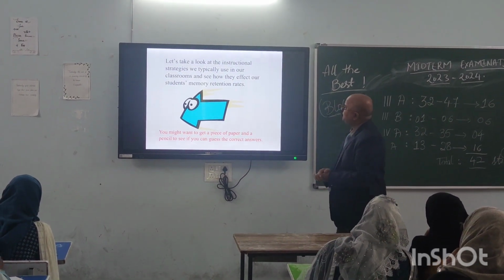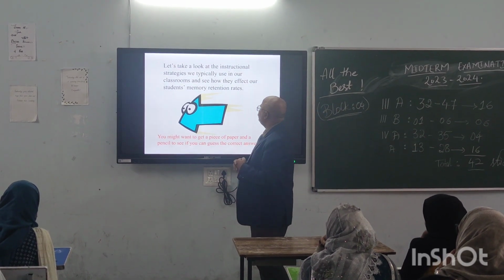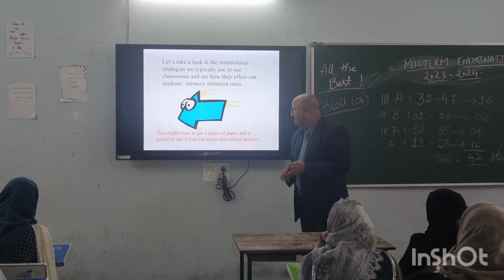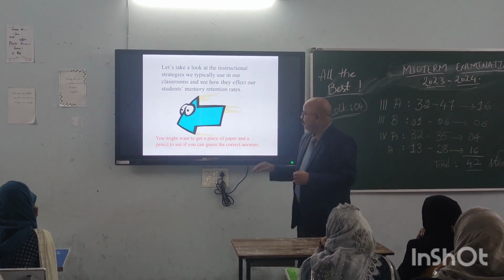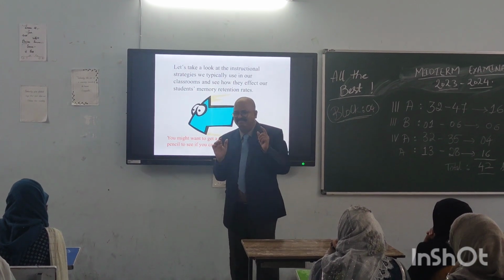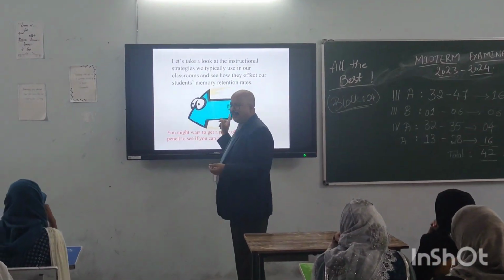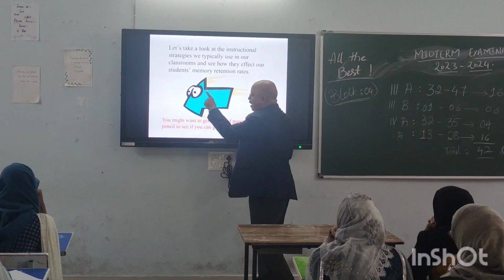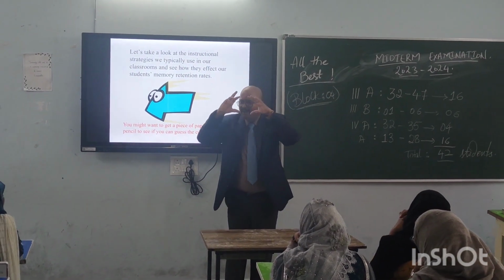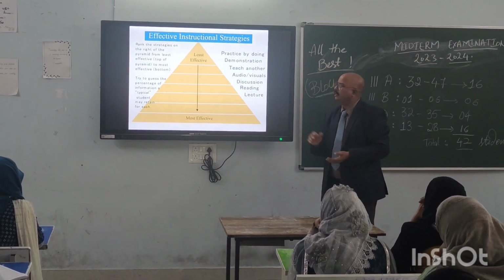Let's take a look at the instructional strategies we typically use in our classroom and see how they affect our students' memory and attention rates. You might want to get a piece of paper and see if you can guess the correct answers. We'll come to that later. See the picture, the image. A small picture is given so that you think about what it is and what the intention is. It is an arrow, but two eyes are shown, and the eyes are not normal. It shows some kind of curiosity, people looking with bigger, wide-open eyes. That is how it shows.